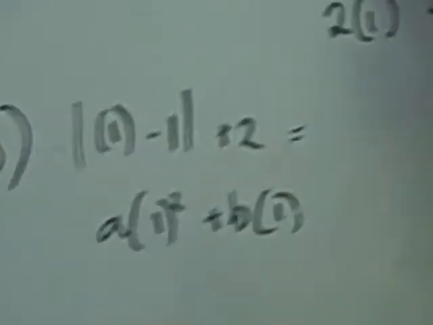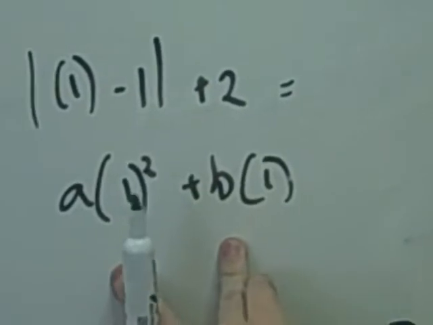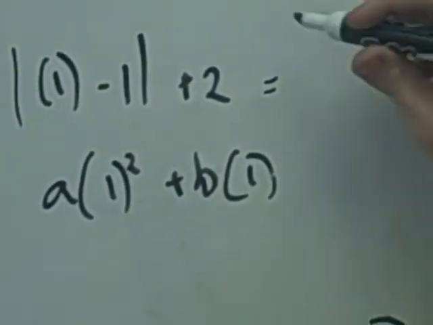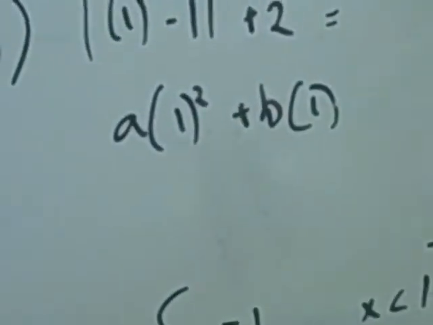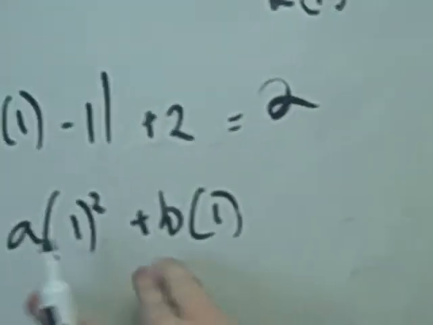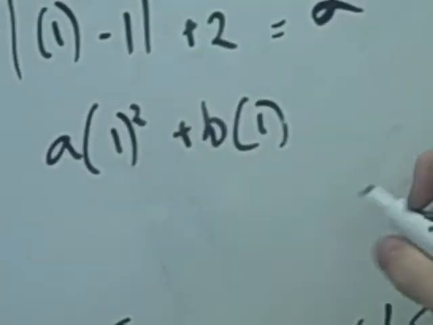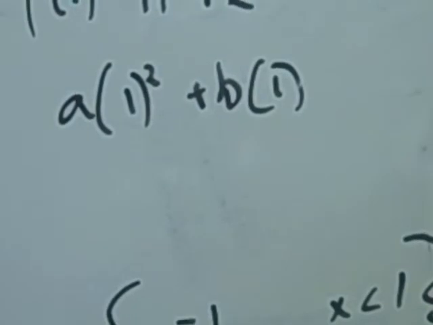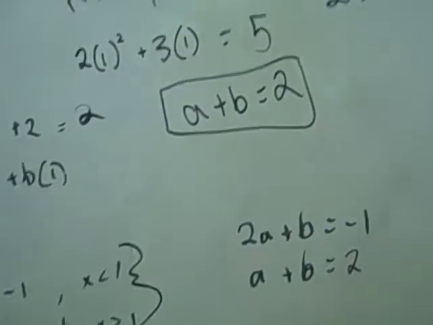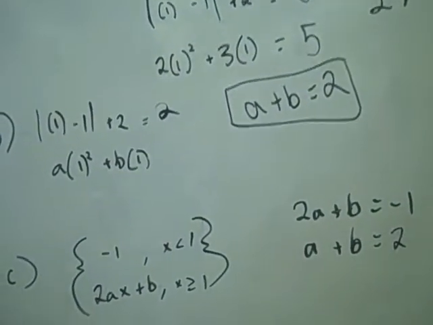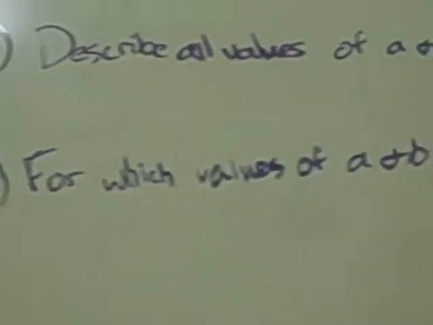However, we're not dealing with just 2 and 3 anymore, we're dealing with a and b. And so we put these equal to each other, and as we already found out, this equals 2. And this here, when you plug in 1, just gives you a plus b. And so you get a plus b equals 2. And that's how you describe that problem. That's answer B.